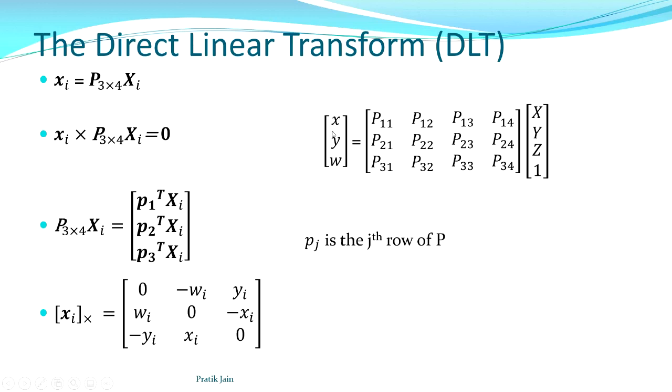So x_i is this (x, y, w), so we can just replace this as x_i, y_i, w_i over here, and we get this skew symmetric matrix. Now when we multiply this skew symmetric matrix with this vector, it turns out that it is equivalent to the cross product. So now just changing this x_i to this cross product notation, we get this.